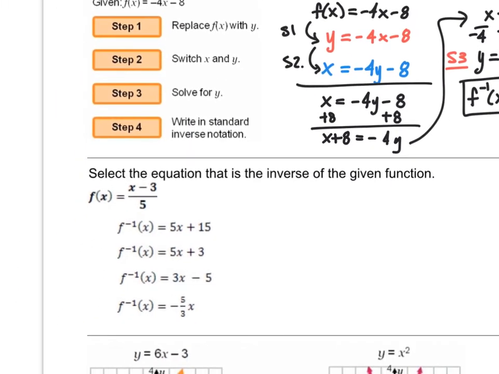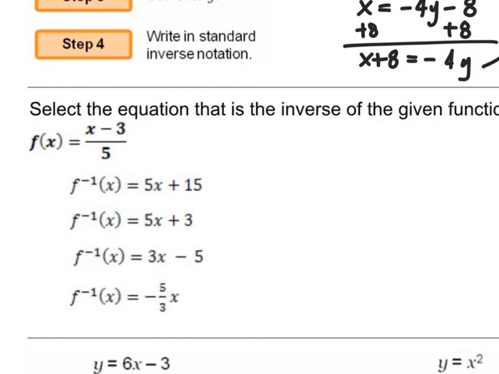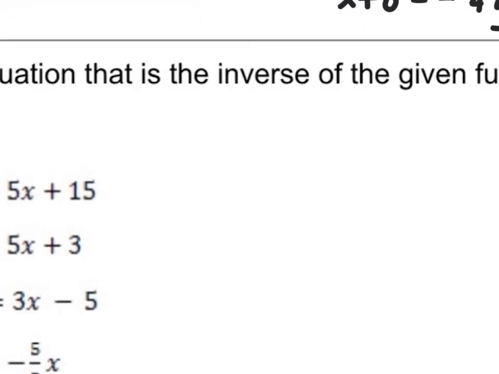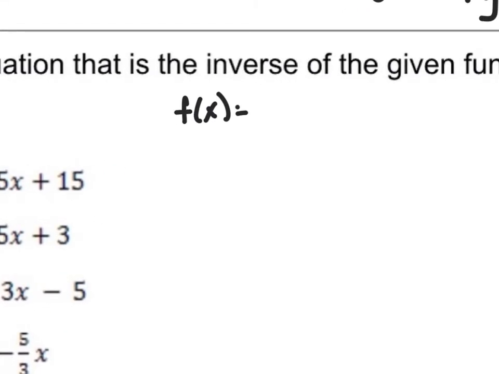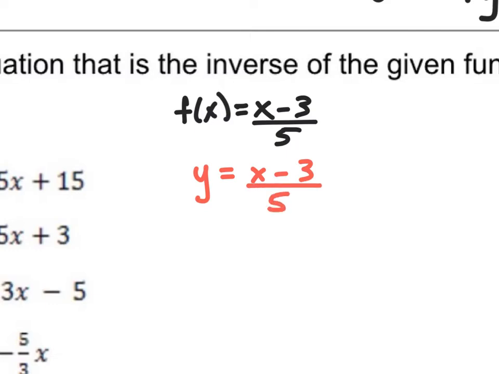Then it says select the equation as the inverse of the given function. So here's my given function, and let's do the same steps. I'm going to rewrite this as f of x equals x minus 3 over 5. The first thing I'm going to do is replace f of x with y, so y equals x minus 3 over 5. Then I switch my x and y value, so x is equal to y minus 3 all over 5. Then I'm going to solve this for y.